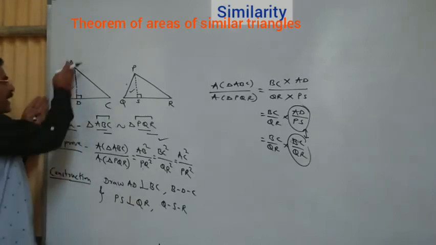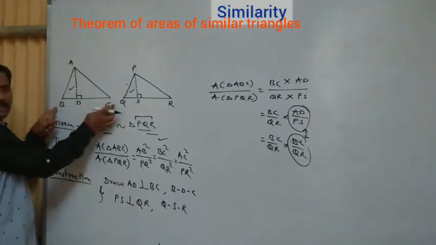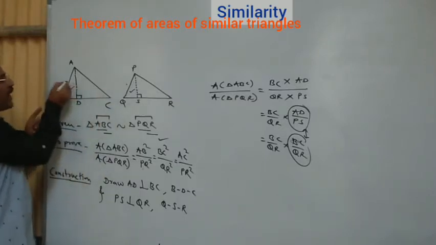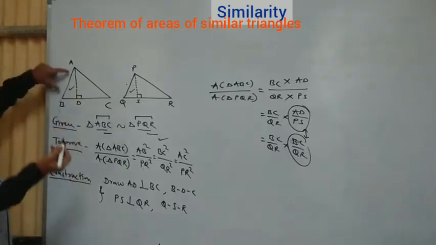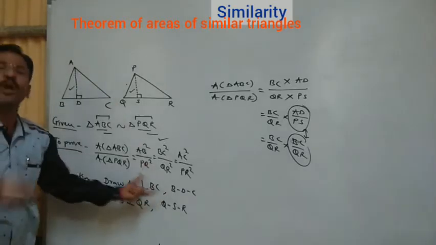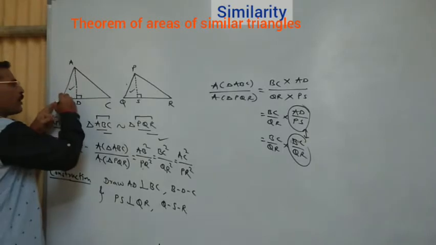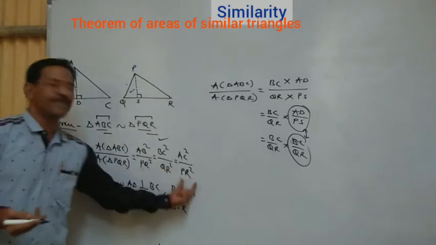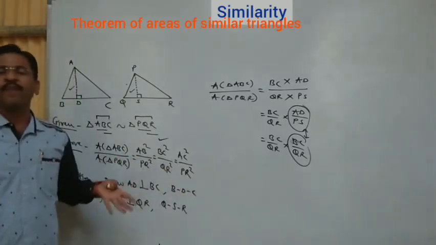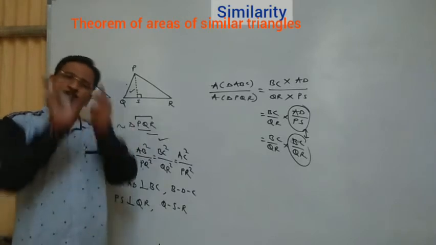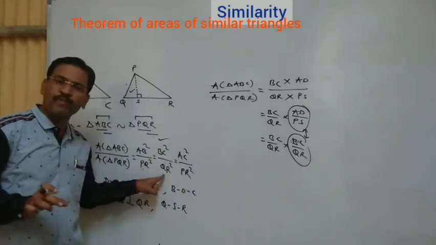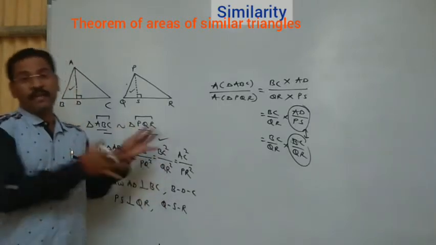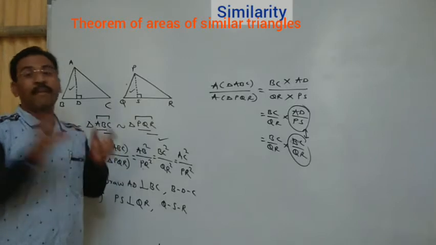How? As AD is perpendicular to BC, similarly we can draw a perpendicular from C to AB. Then we can prove AB square upon PQ square. Or if we draw a perpendicular from B to AC and from Q to PR, then we can prove AC square upon PR square. But that part we need not prove here. Just prove one part, BC square upon QR square, and the remaining part we can prove similarly. Understand? Now we'll take one step at a time. They are very, very important.